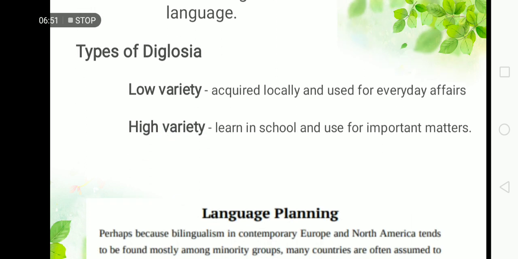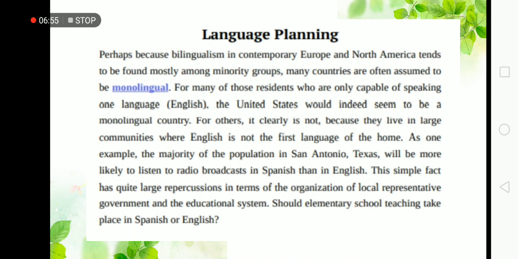Next is language planning. Perhaps bilingualism in contemporary Europe and North America tends to be found mostly among minority groups. Many countries are often assumed to be monolingual, for many of those residents are capable of speaking one language. The United States would indeed seem to be a monolingual country.